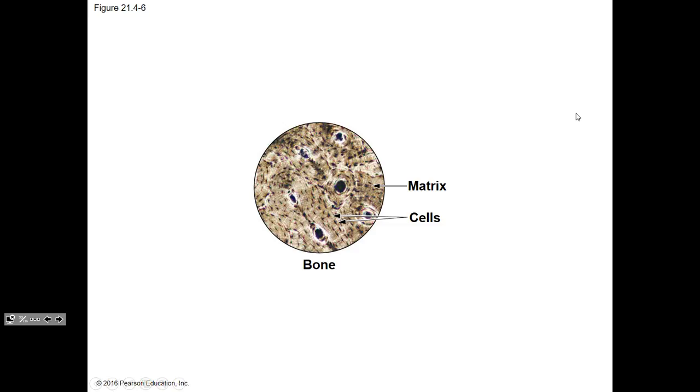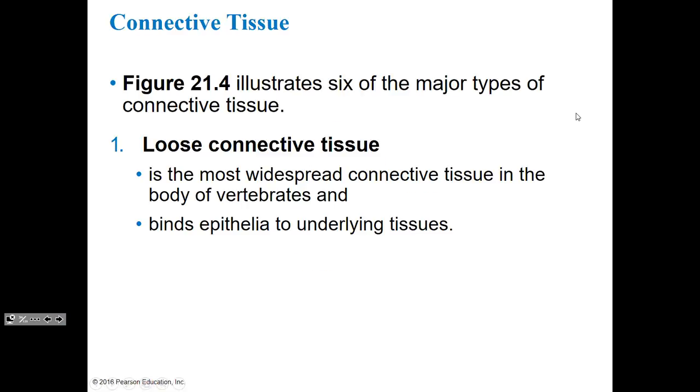Oh, we're frozen. I believe they are, yeah. An electron scanning microscope. Yeah, they would be. Yeah.